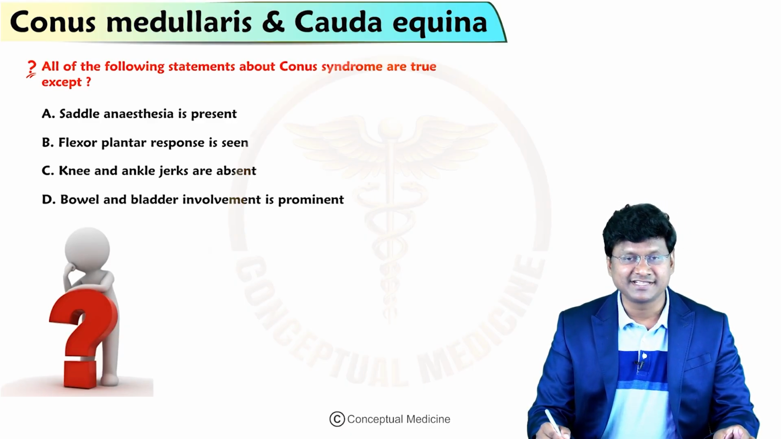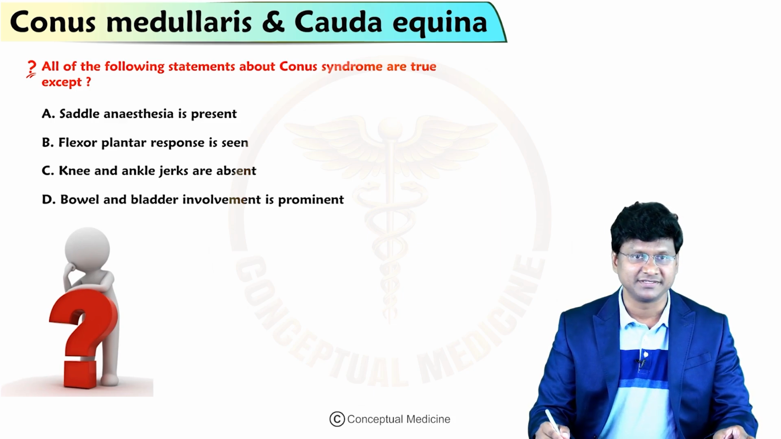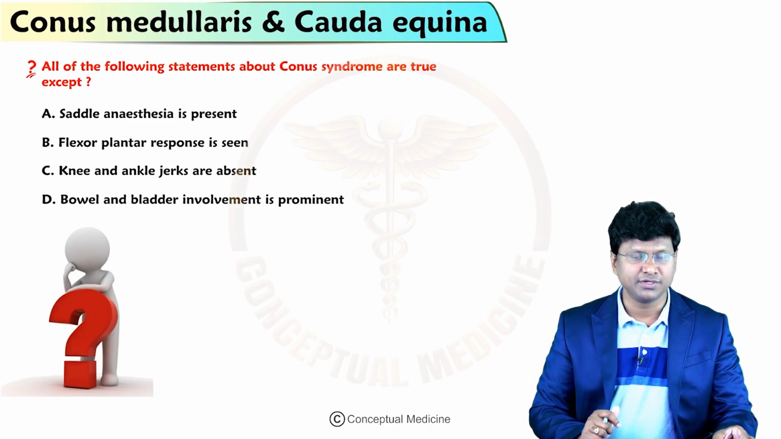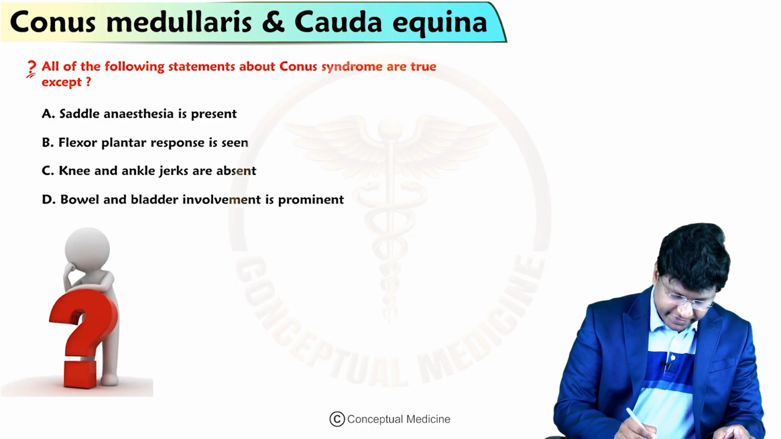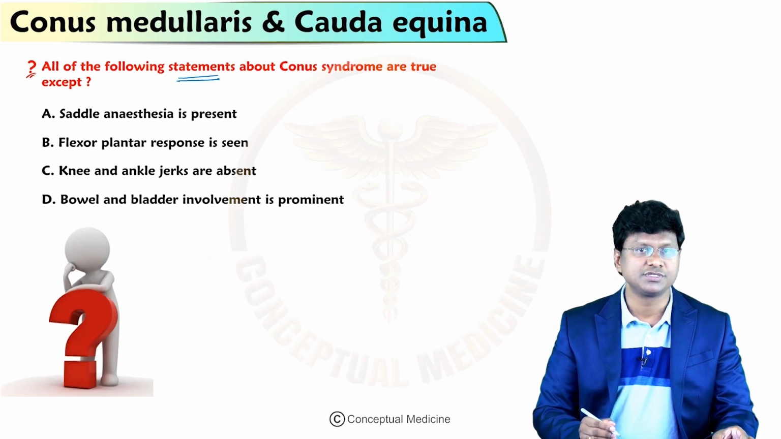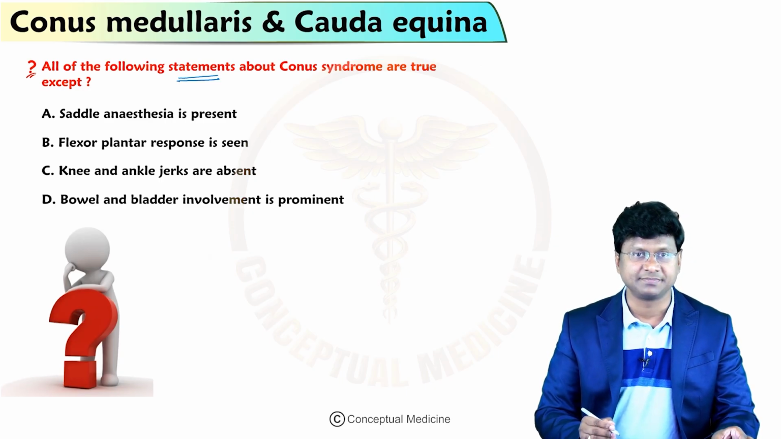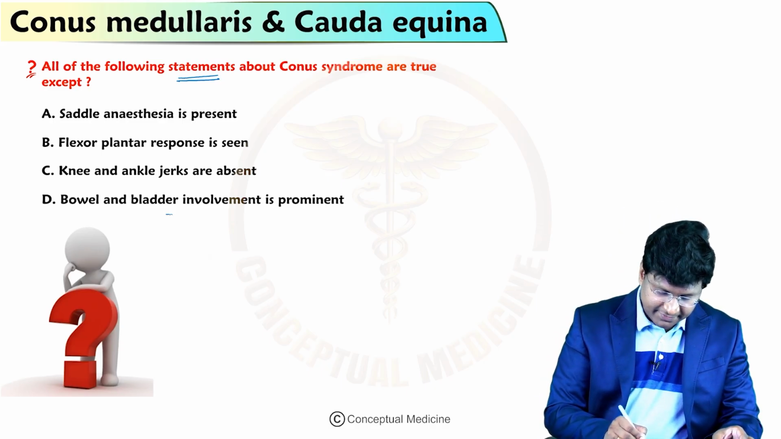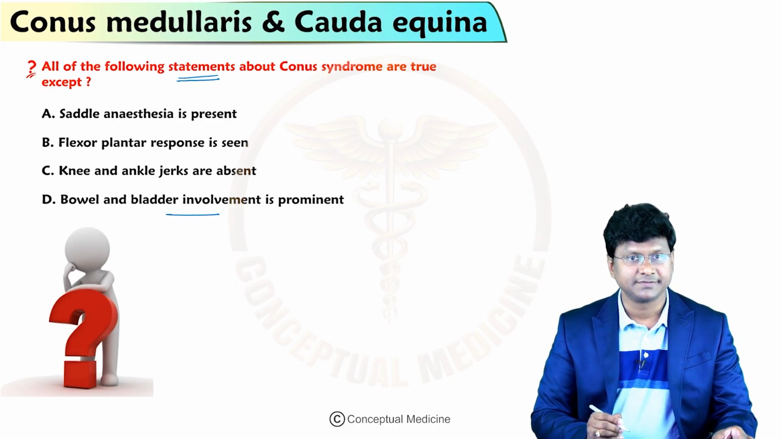In this session, I will be discussing a very important topic in neurology, that is Conus Medullaris and Cauda Equina. First, I'll show you how questions are asked on this topic, and then I'll move on to the discussion. The question can be asked in the following manner: All of the following statements about Conus syndrome are true except: saddle anesthesia is present, flexor plantar response is seen, knee and ankle jerk are absent, bladder and bowel involvement is prominent.